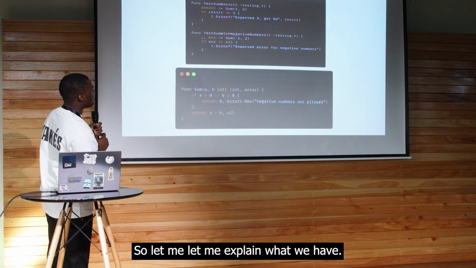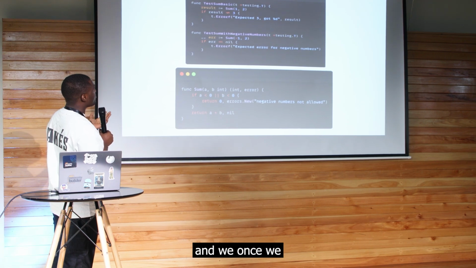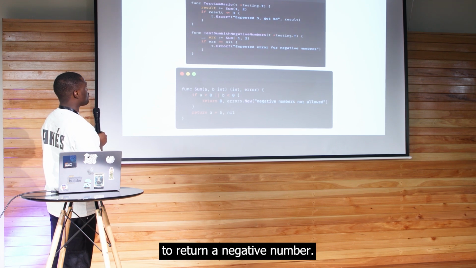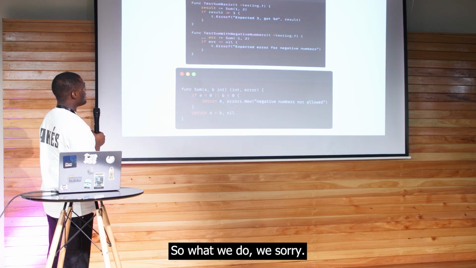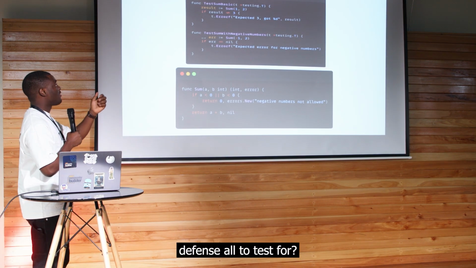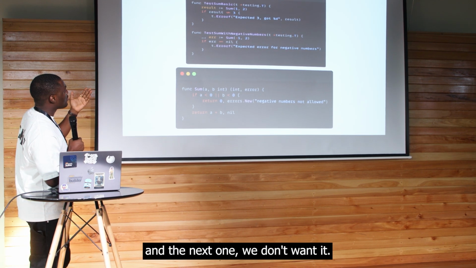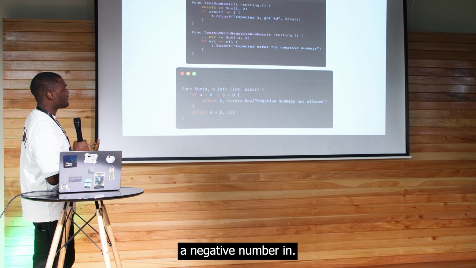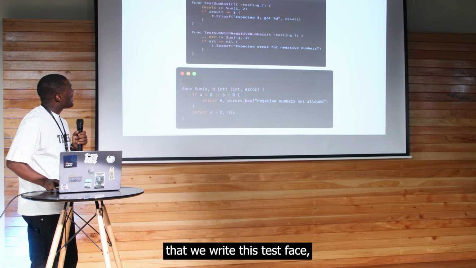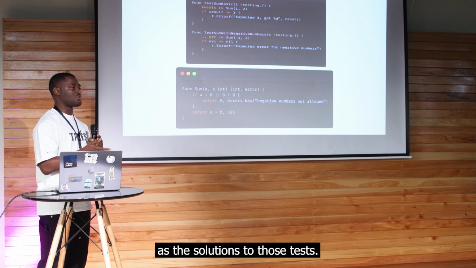So let me explain what we have here. For example, we want to test our basic sum, and we don't want it to return a negative number. And we also don't want it to take a negative number in. So we write those tests first, and then we write our solutions. We write our functions to act as the solutions to those tests.